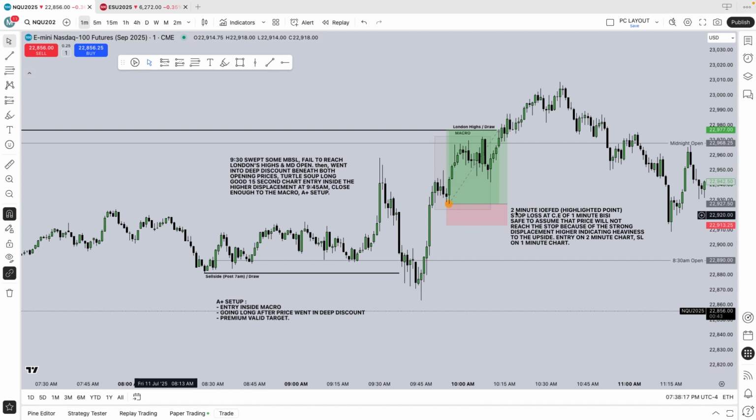As you can see, this was a 2-minute institutional order for entry drill. This is obviously wrong. It's like I typed it kind of weird, but this is an institutional order for entry drill on the 2-minute chart. We are on the 1-minute chart. Like I said, it's a screenshot.